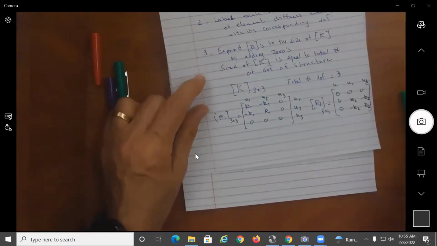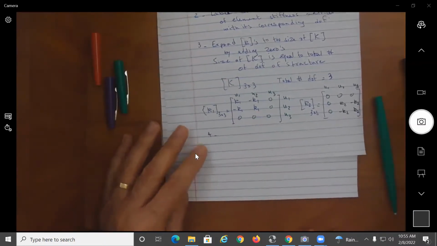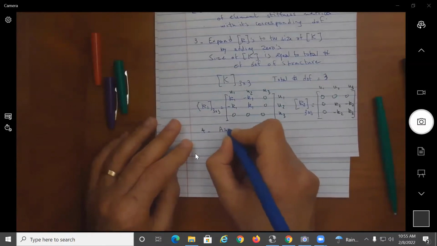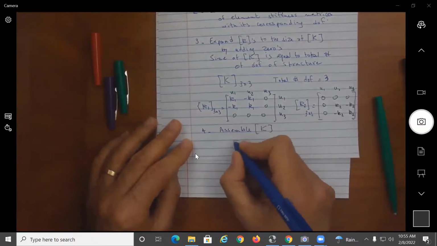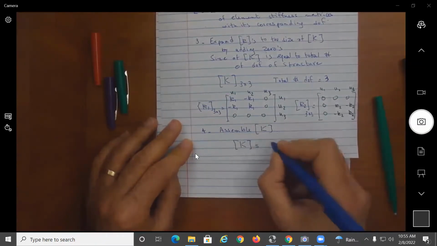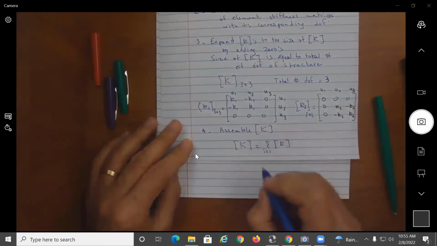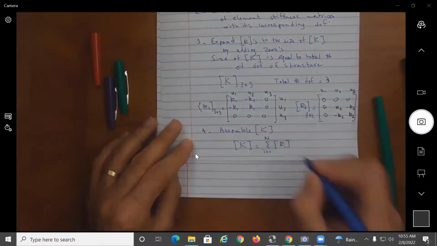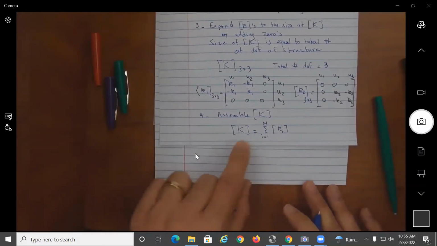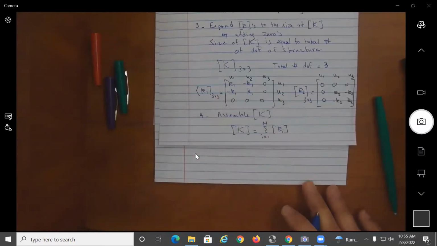Now, the direct method, step number 4, we're going to say that we assemble K, where K is equal to the sum of all the K's from i equal 1 to N. This is Ki. So K is simply assembled by superimposing the expanded element stiffness matrices together.